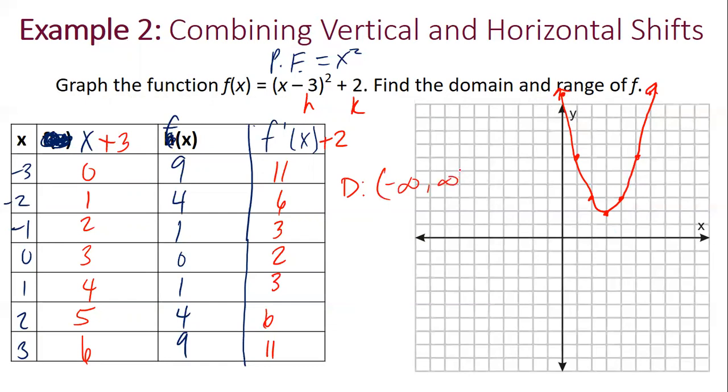All right, what is my domain? Negative infinity to positive infinity. All real numbers. The arrows, they go on forever to the left and to the right. What is my range? 2 to infinity.